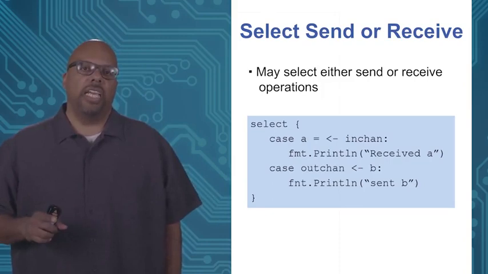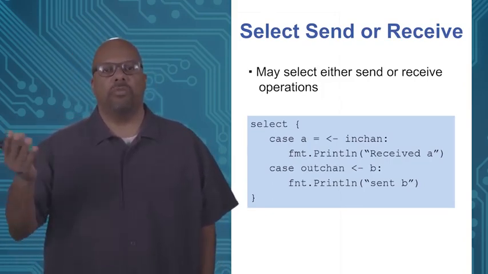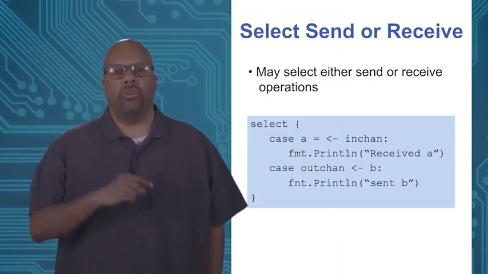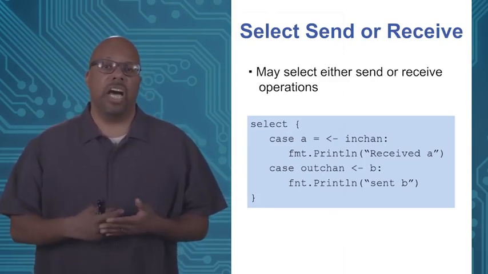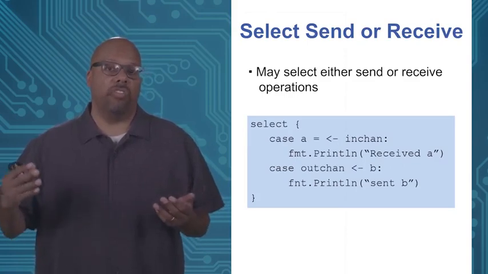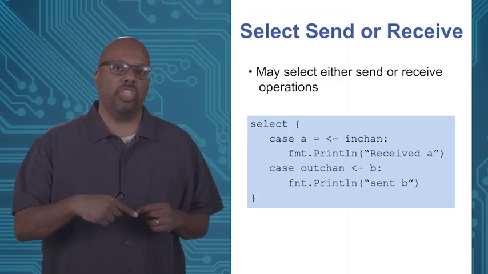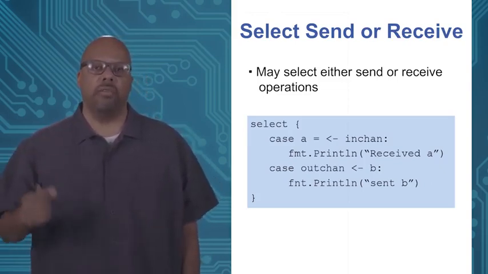Now the other case, instead of receiving, is a sending case. I'm taking some number B and writing it to outchan. Note that either one of these two cases can block. Reading from inchan will block if nobody's actually sent anything on inchan, and writing to outchan will block if nobody's receiving on outchan. So either one of these two cases can block.